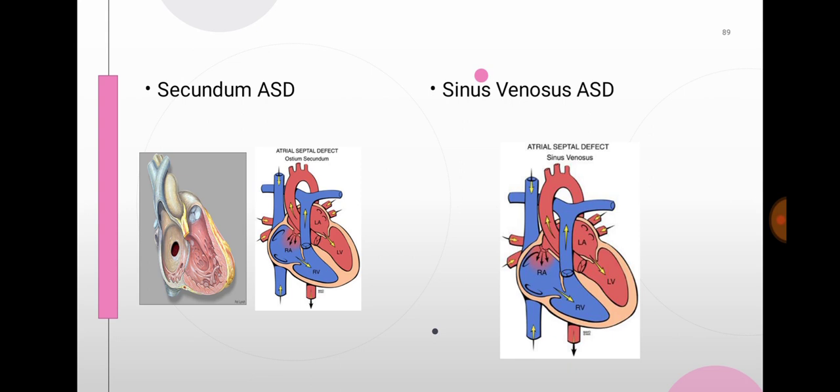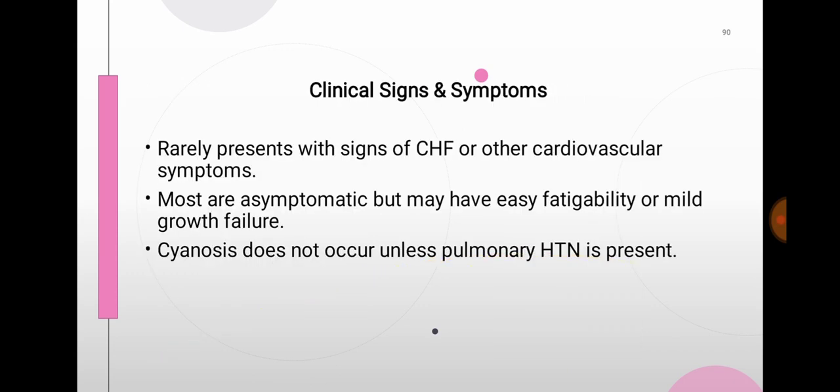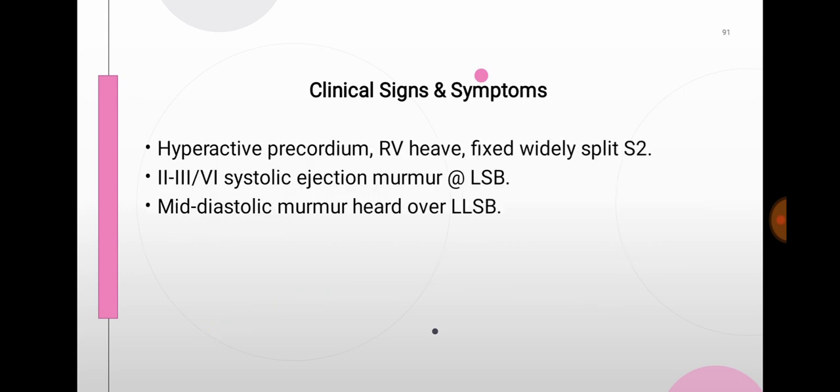So ASD patients rarely present with signs and symptoms of congestive heart failure and other cardiovascular symptoms. They are mostly asymptomatic, but some have easy fatigability and mild growth pain. Most of the time patients do not have cyanosis, but they do if they have significant pulmonary hypertension. Your murmur would be a grade 2 to 3 or 4 systolic ejection murmur, heard best at the left sternal border, and also a mid-diastolic murmur at the left lower sternal border. There's a hyperactive precordium with RV heave, and a fixed split S2.